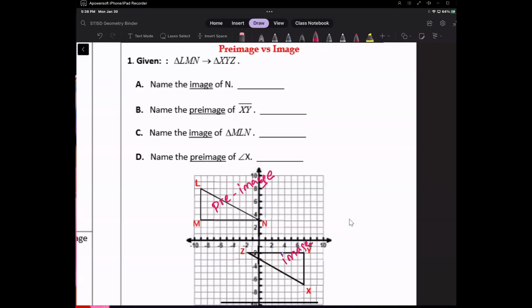You can look at the statement, triangle LMN, and that arrow indicates it's a transformation. And this is your image, XYZ. So N corresponds with Z, so it's going to be Z. So your pre-image is N, and your image is Z. Name the pre-image of XY. So if you look at your statement, segment XY, it's going to be segment LM.